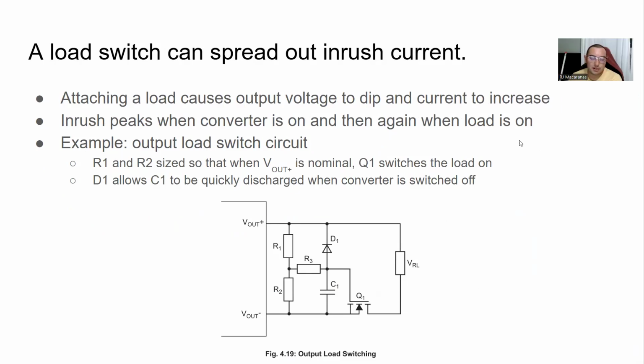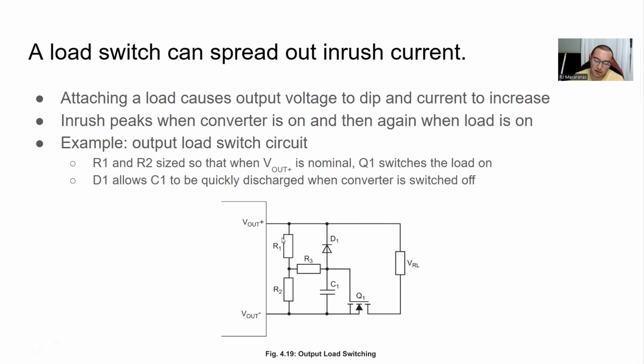Another way that we can reduce these overcurrent events is by introducing a load switch. So obviously, when we have a load on the output, the DC to DC converter will naturally want to pull more current in order to drive the load. And one way we can prevent this inrush current is by waiting until the output voltage reaches a sufficiently high value before allowing current to flow through the load.